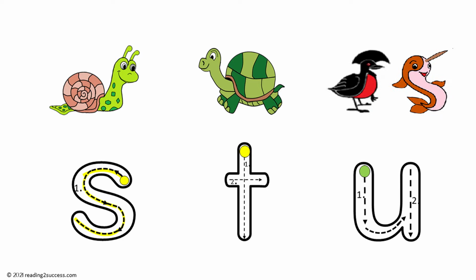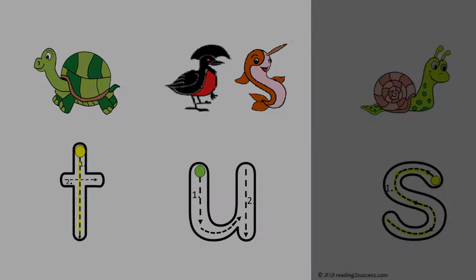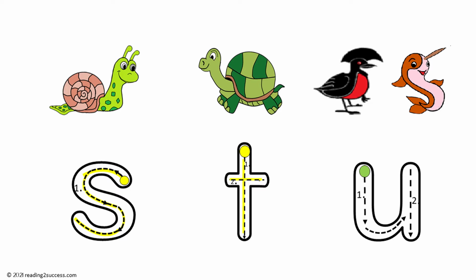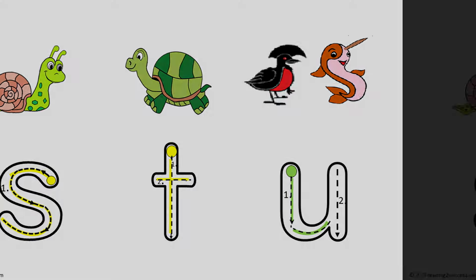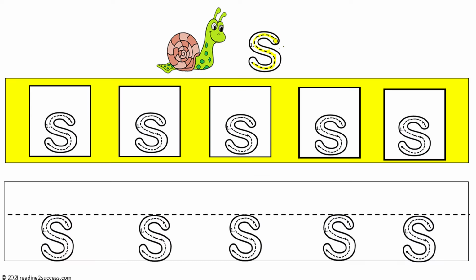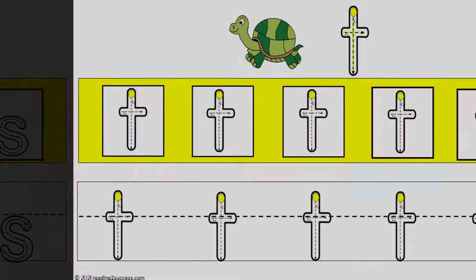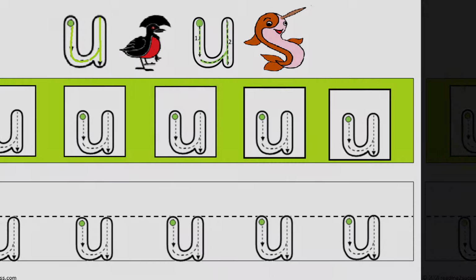S has one part. Have kids start at the yellow dot and continue along the one until the end. T has two parts. Start at the one and then go across at the two. And the U has two parts, part 1 and part 2. Now have kids complete the practice pages for letters S, T, and U.